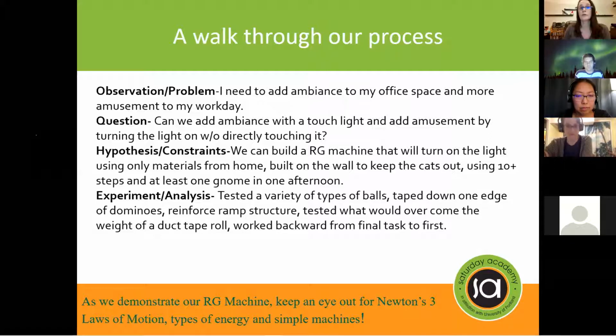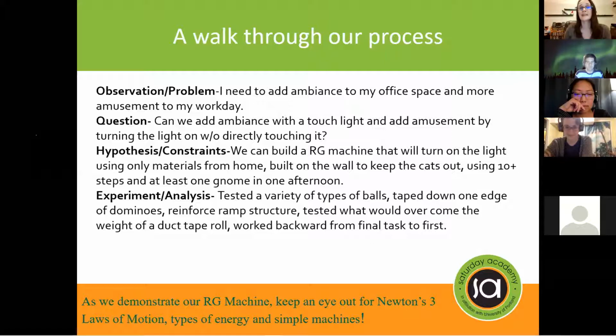We had to reinforce our ramp structure several times. We started out with just taping it to the wall, but it wouldn't stay. So now it's reinforced with paper towel and toilet paper tubes, which isn't quite ideal, but it works. So we're going to hold with that for right now.